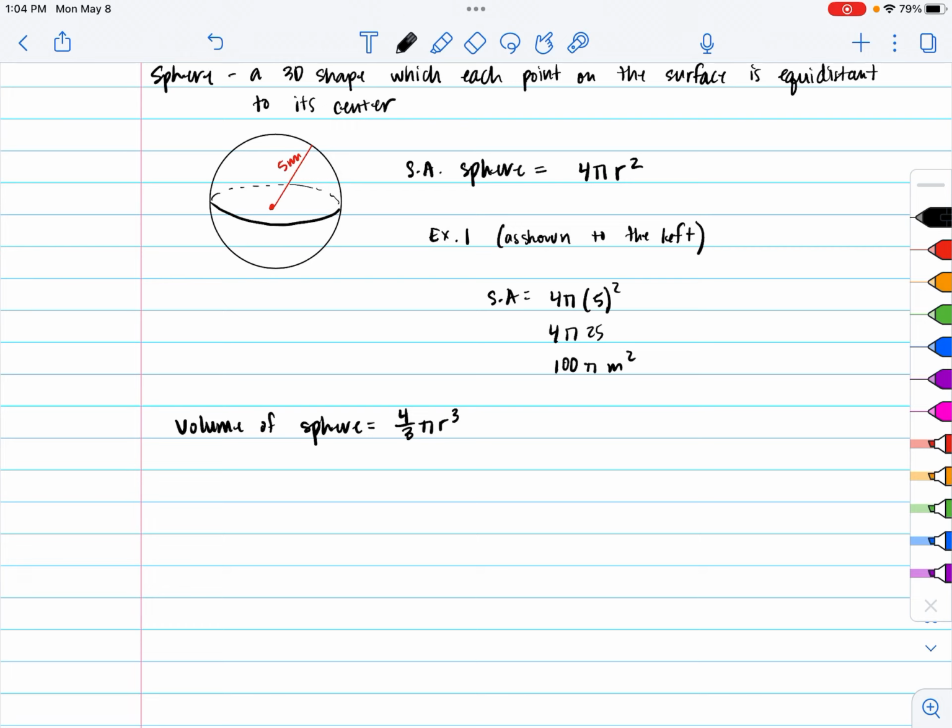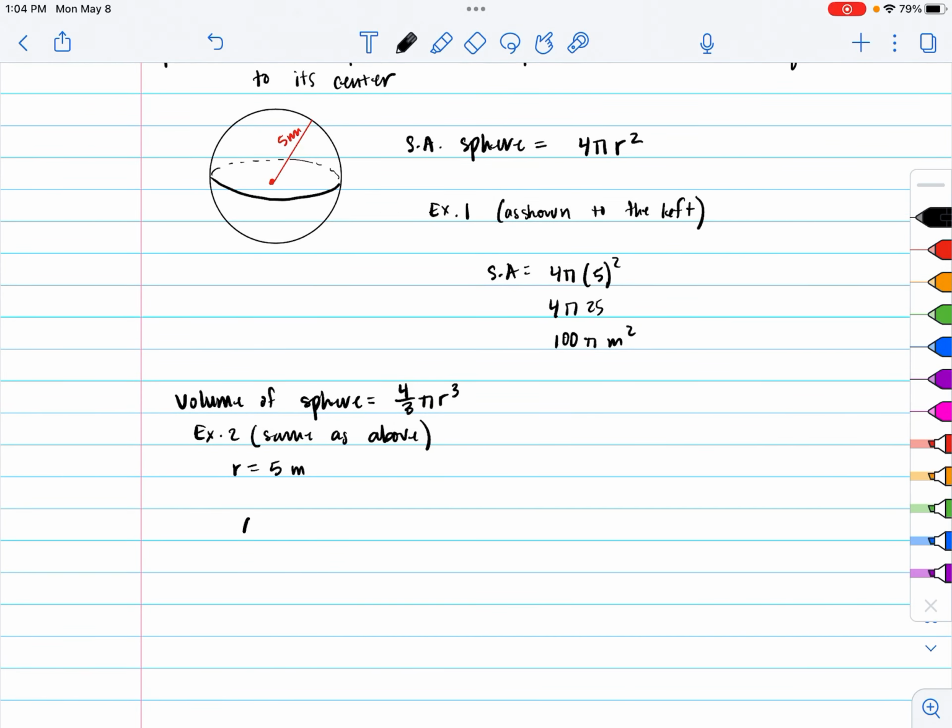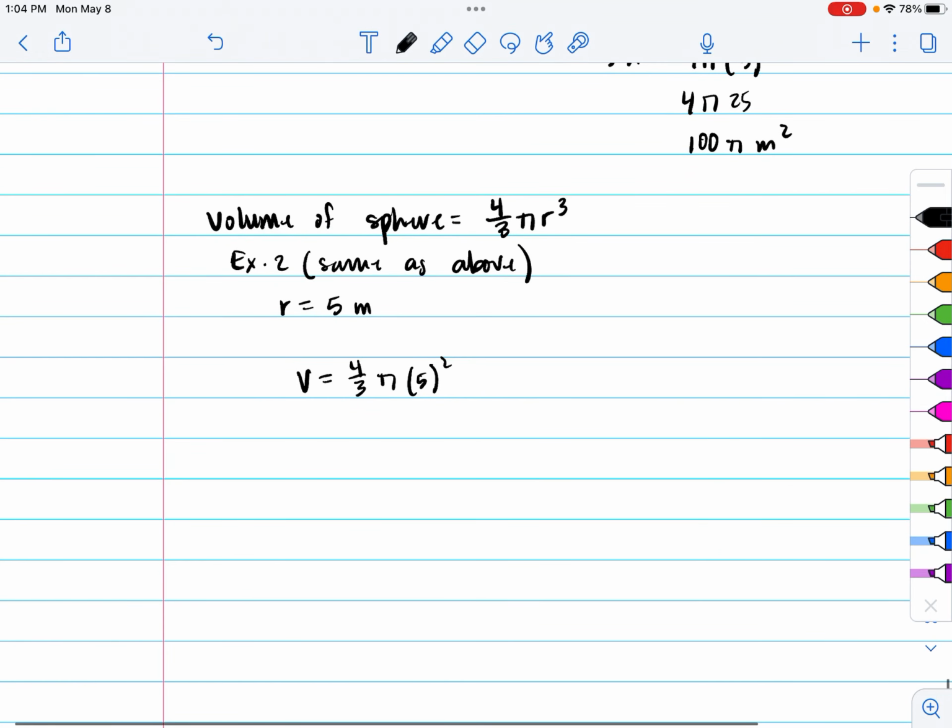But using this as an example 2, same as above, we could actually calculate this area. So the radius here is 5 meters, once again. So all we have to do is plug this into our equation. Volume is equal to 4/3 pi r, in this case r is 5, squared. We know, not squared, cubed. We know 5 cubed is 125.